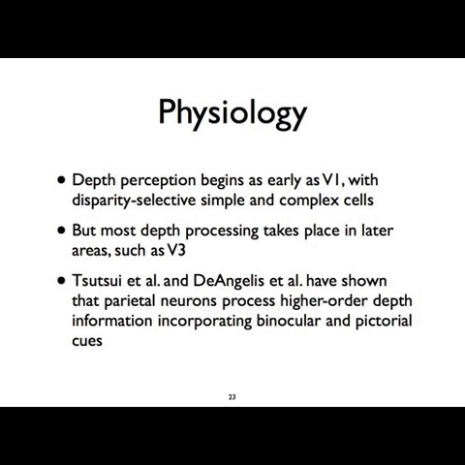Okay, so just really quickly, let's talk about what's going on in the brain. There are cells as early as V1 that are paying attention to retinal disparity. So you do have cells that fire when you've got different images in the two different retinas. Most depth processing takes place in later stages, though, so V3 and on. And you've got parietal neurons that process higher order depth information incorporating binocular and pictorial cues. So you've got places in the parietal lobe that are paying attention to depth in space.